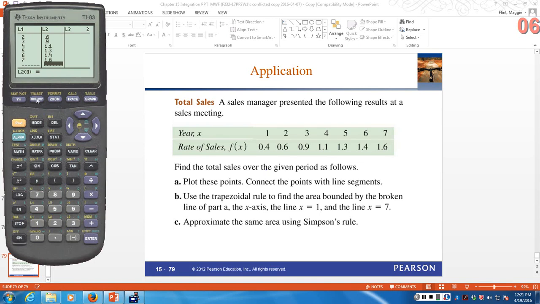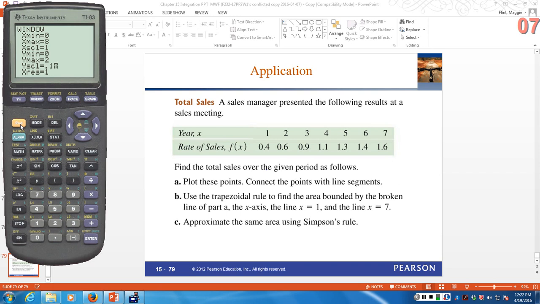And in order to see a graph of that, we're going to go to the window and we're going to let X-min be 0. X-max is going to be 8. We're going to count by ones. Y-min is going to be 0 and Y-max is going to be, let's say 2. And since this is going in tenths, I'm going to let it increment by 1/10.